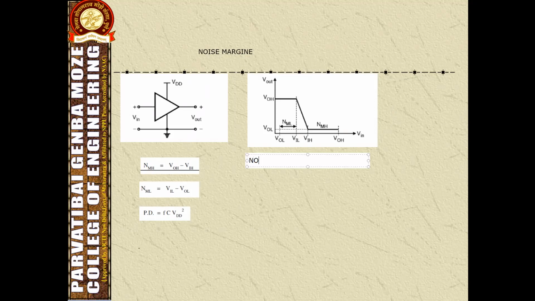First one is noise margin. Second one is power dissipation. Third one is propagation delay.